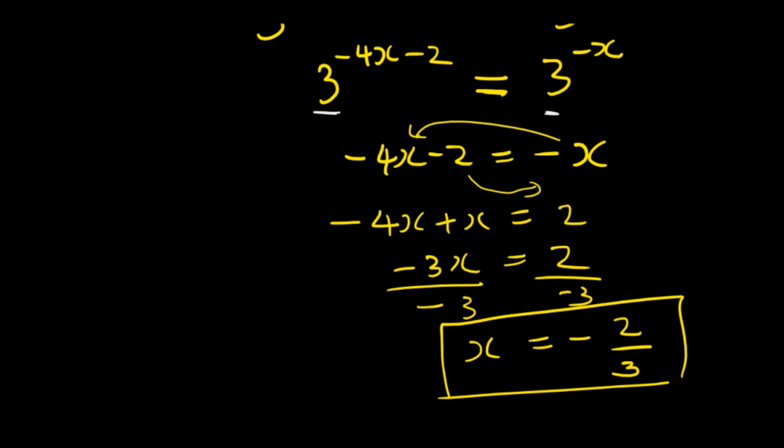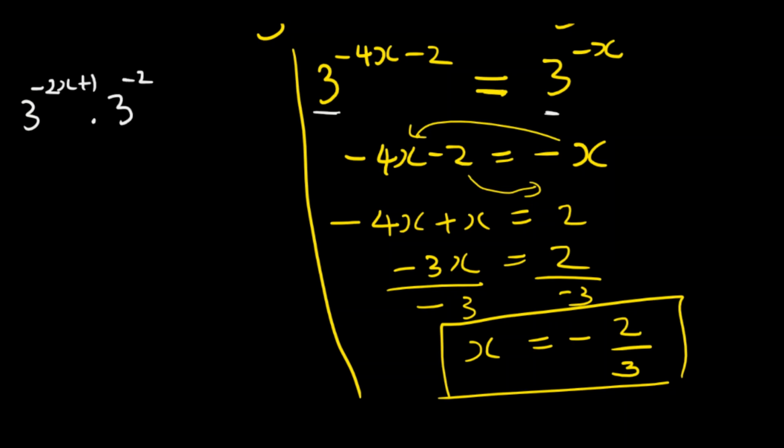How do you see that this answer is correct? You go back to your original problem, 3 to the power of minus 2x plus 1 multiplied by 3 to the power of minus 2x minus 3 is equal to 3 to the power of minus x.